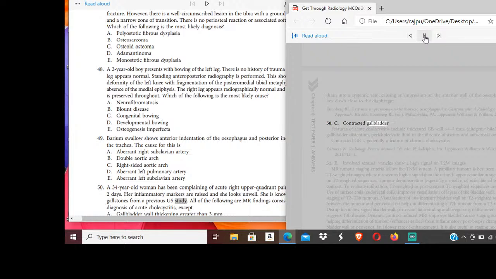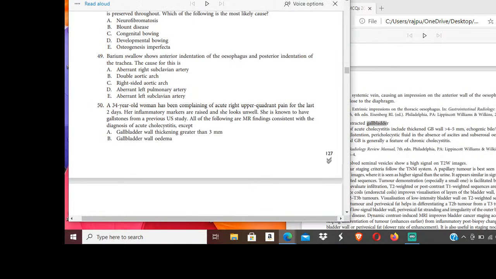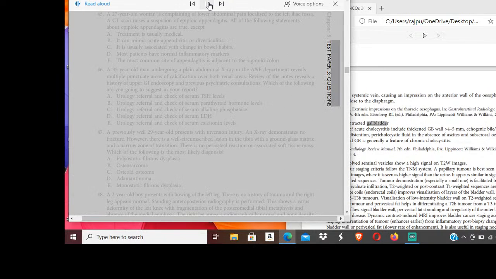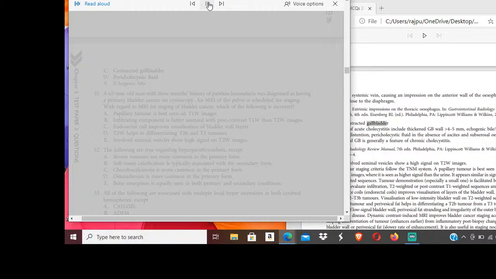50. C. Contracted gallbladder. Study. All of the following are MR findings consistent with the diagnosis of acute cholecystitis, except A. Gallbladder wall thickening greater than 3 mm. B. Gallbladder wall edema. Chapter 5. Test paper 3, questions. 127. C. Contracted gallbladder. D. Pericholecystic fluid. E. Echogenic bile.